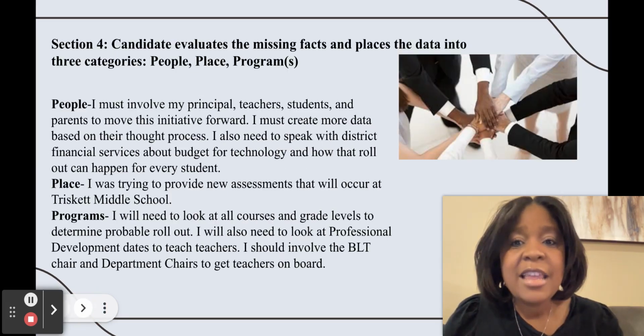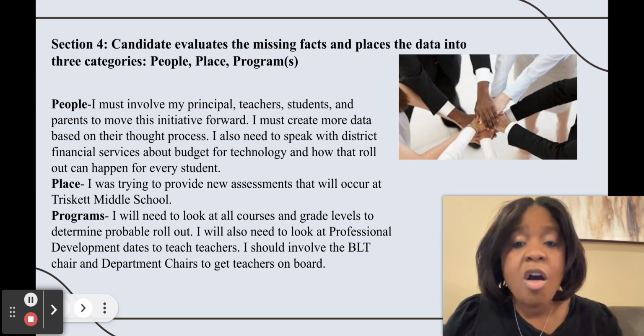Section 4, candidate evaluates the missing facts and places the data into 3 categories: people, place, and programs. People. I must involve my principal, teachers, students, and parents to move this initiative forward. I must create more data based on their thought process. I also need to speak with district financial services about budget for technology and how that rollout can happen for every student.